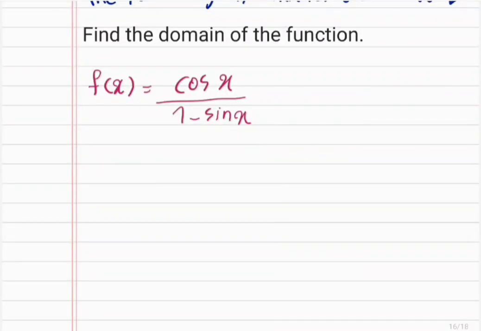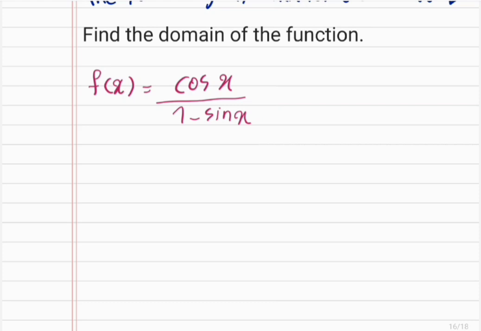Hi everyone, in this video I want to go through this question. So we have a function which is cos x over 1 minus sine x, and we want to find the domain of this function. So first of all, the domain of a function is the set of all x values for which the function is defined.